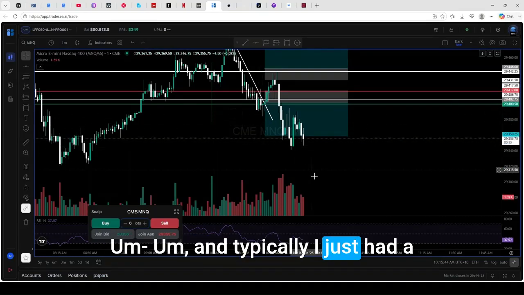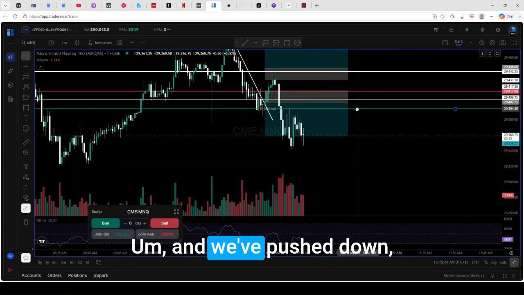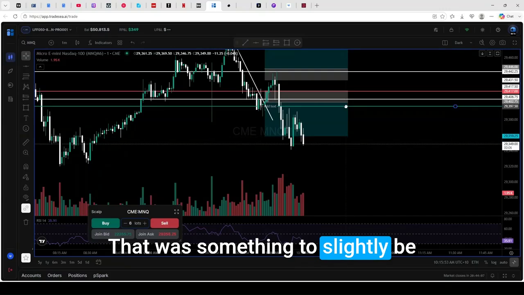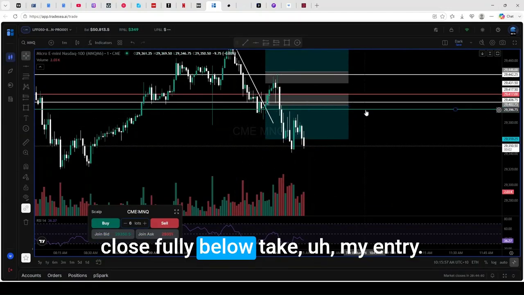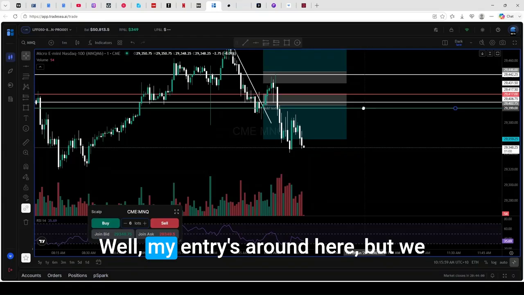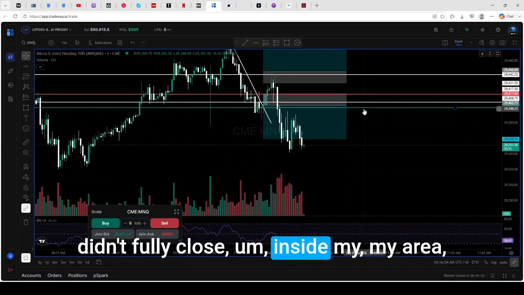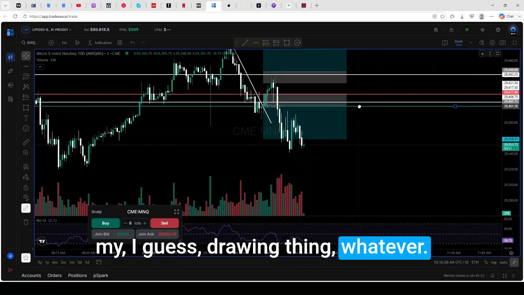and I just had a great feeling about this pushing down, and we've pushed down, boom, we've closed slightly here. That was something to slightly be careful of because we didn't quite close fully below my entry. My entry is around here, but we didn't fully close inside my area, my drawing thing, whatever.